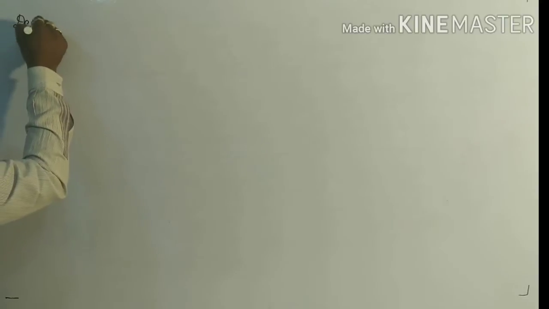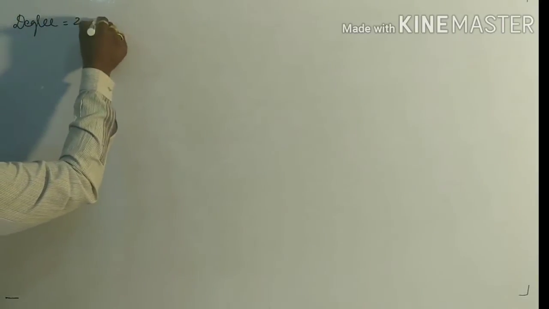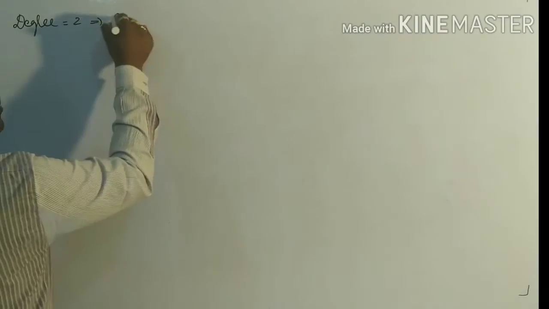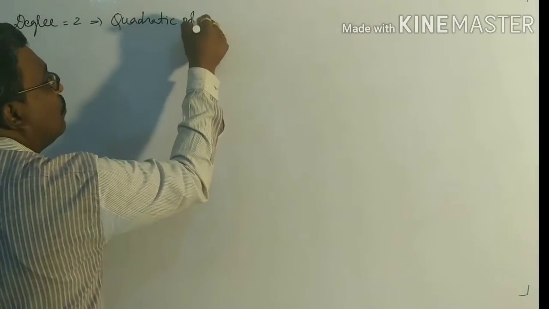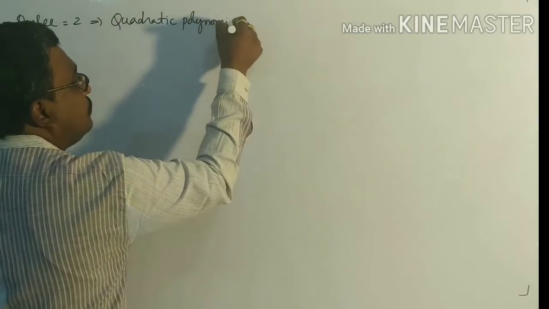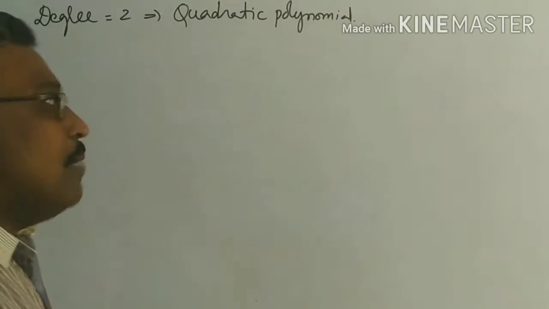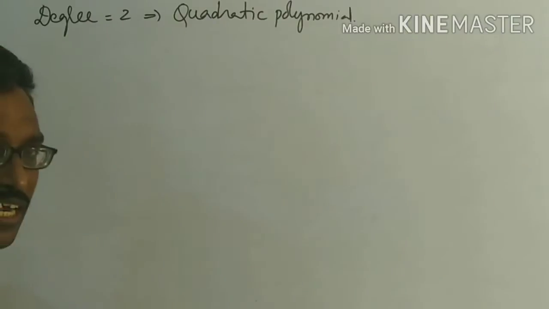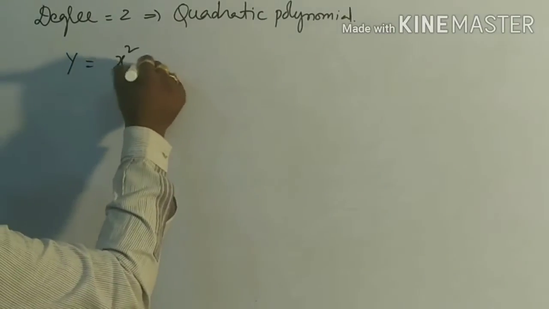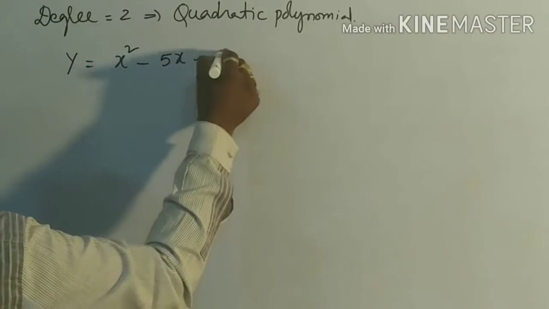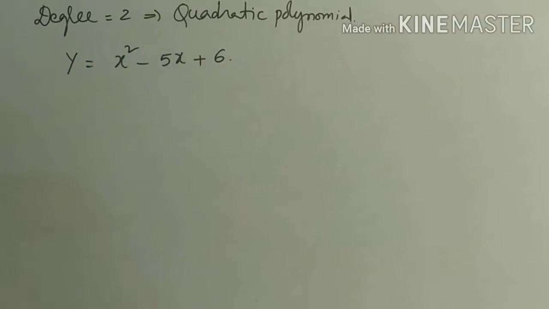If the degree is 2, then it is known as a quadratic polynomial. One example of a quadratic polynomial: y is equal to x square minus 5x plus 6.